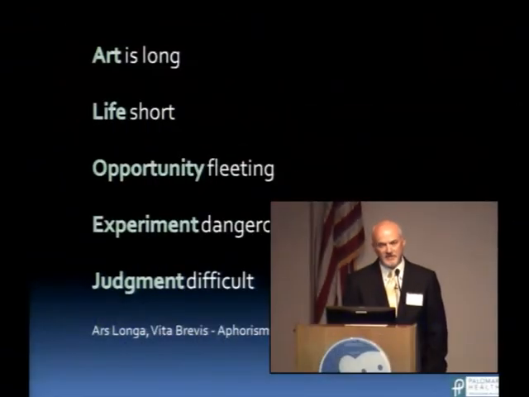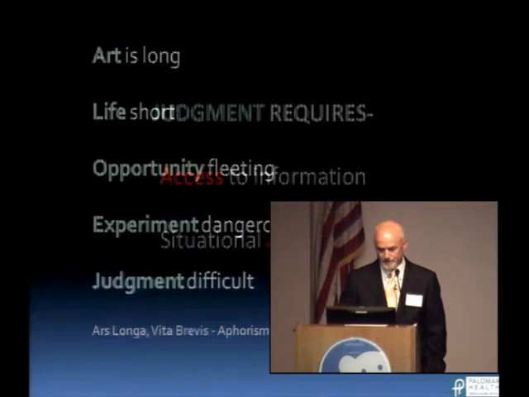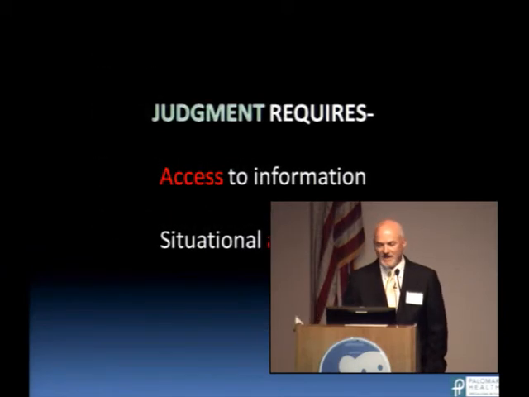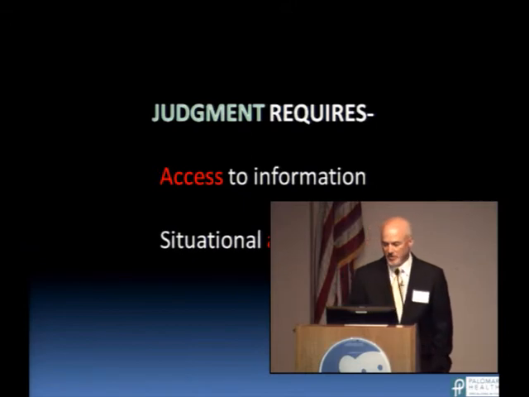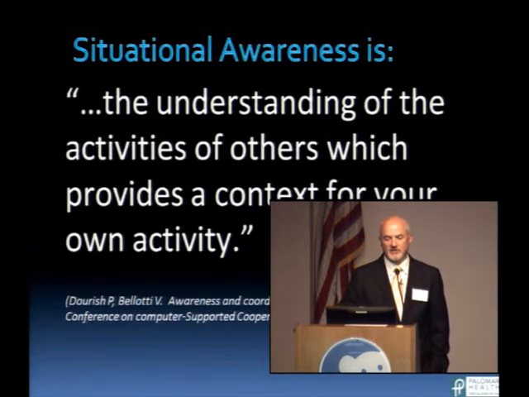Think about that in our context with the rapid increase in medical knowledge year by year. Opportunity to treat the patient is fleeting, and experiment at the time of treatment is dangerous. Judgment is difficult. Nothing has changed since 400 BCE. This is the issue in a nutshell. The EMR is there to provide me with a tool to improve my ability to make judgment so that I'm not experimenting during my fleeting opportunity to treat the patient. 400 BCE. Judgment requires that I have access to information and situational awareness. And situational awareness is really context.